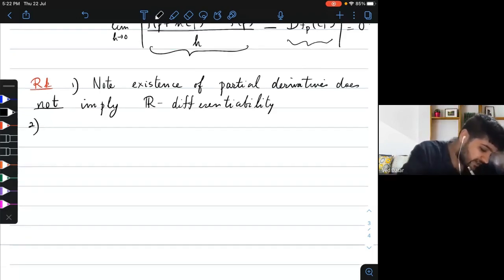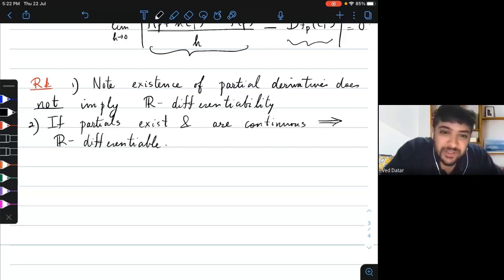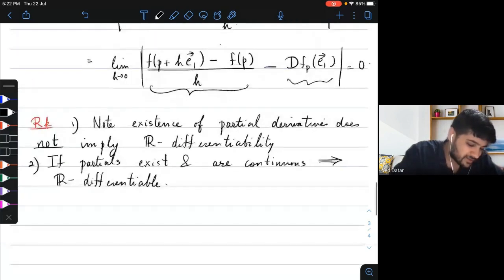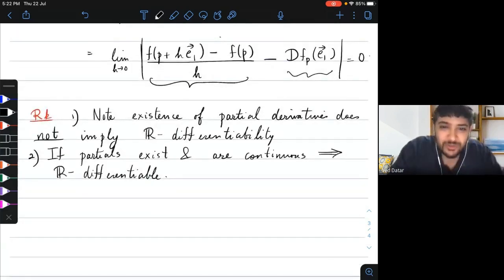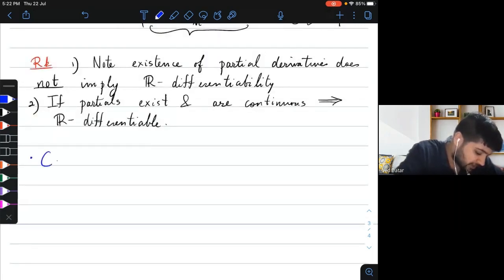Another thing to note is that if partials exist and are continuous, then this implies that your function is R differentiable. This is another well-known theorem that's proved generally in a multivariable class. Now I want to go on to the main topic for today, namely Cauchy-Riemann equations.